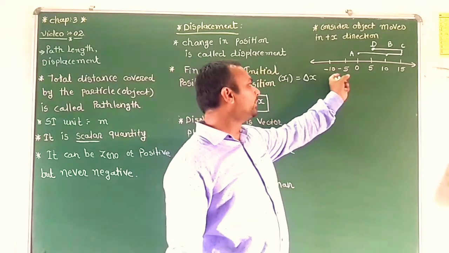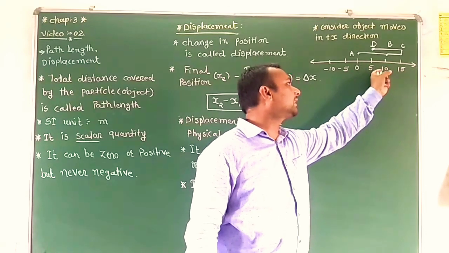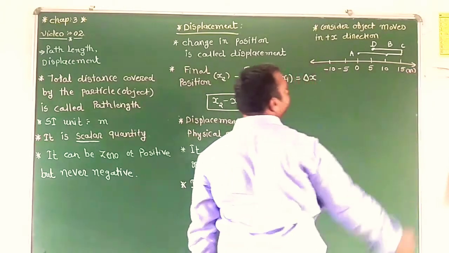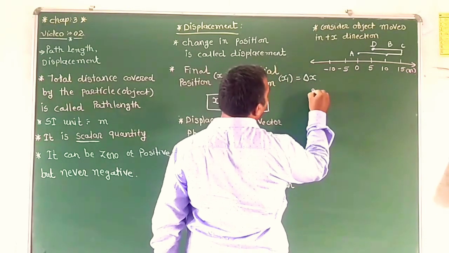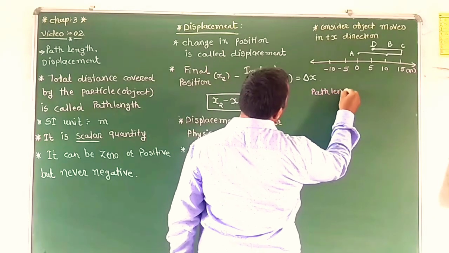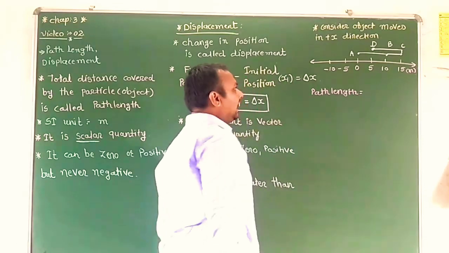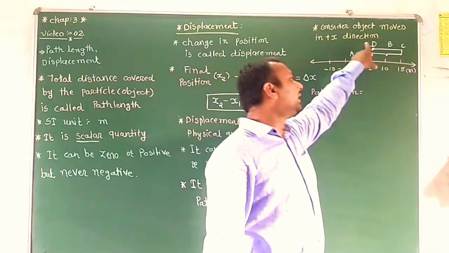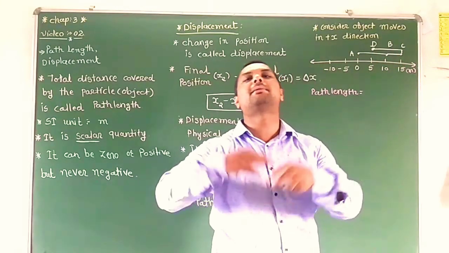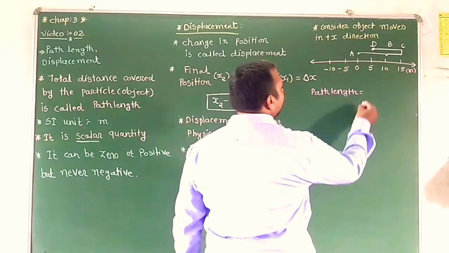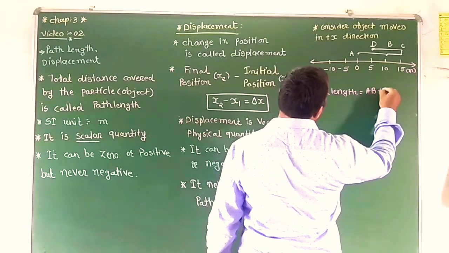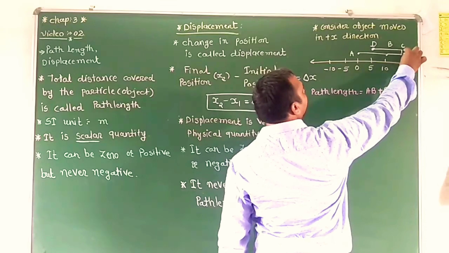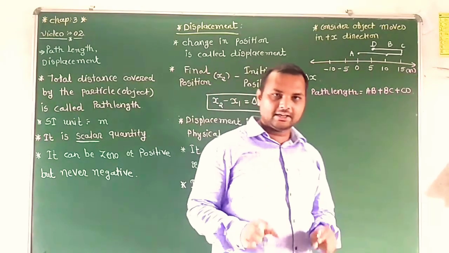ओके, और यहाँ पे आपको यूनिट दे दिए हैं. हर एक इंटरवल आपका कितना है, 5 मीटर का है. चलिए, सो आपको पाथ लेंथ के लिए क्या करना होगा, ए से बी तक का डिस्टेंस, बी से सी तक का डिस्टेंस और सी से डी तक का डिस्टेंस, टोटल डिस्टेंस को क्या करना है, सम अप करना है. ओके, चलिए. तो मैं क्या कर लेता हूं, AB plus BC plus CD.